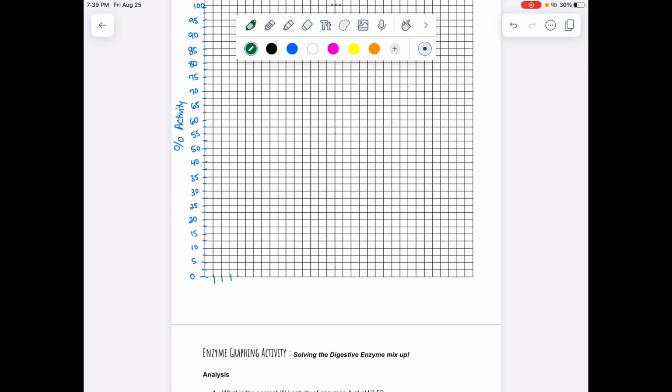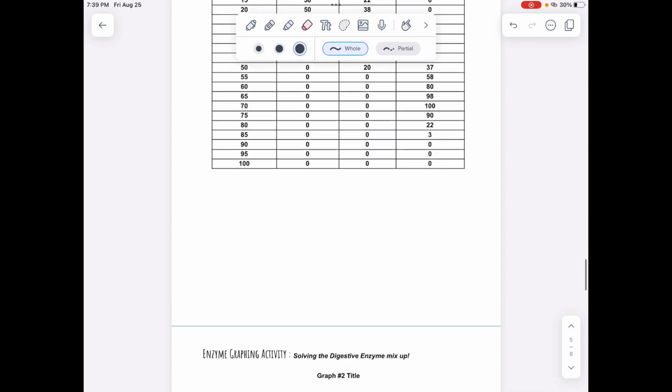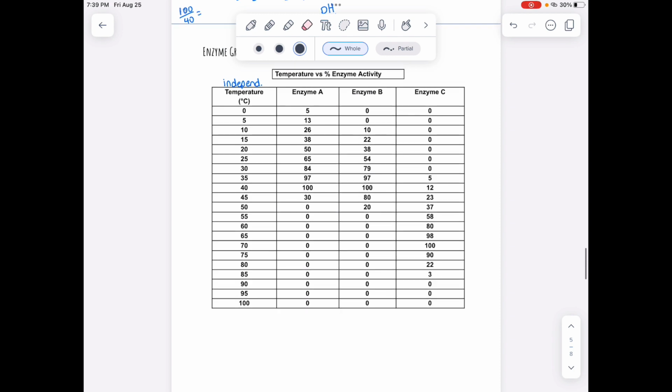1, 2, 3, 4, 5, 6, 7, 8, 9, 10, 11, 12, 13, 14, 15, 16, 17, 18, 19, 20, 21, 22, 23, 24, 25, 26, 27, 28, 29, 30. Oh boy, so 30, that's unfortunate. Going up by 3s is a real pain in the butt, especially because our temperature goes up by 5s.